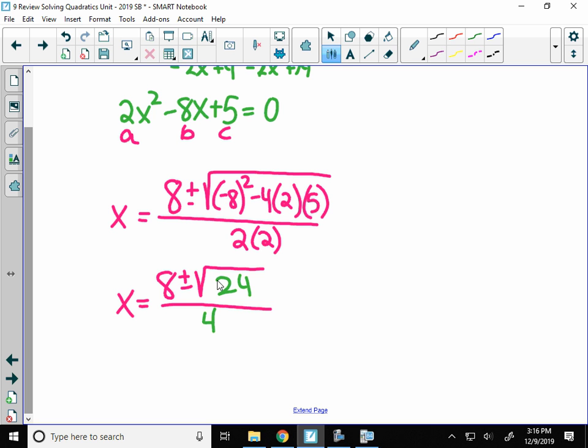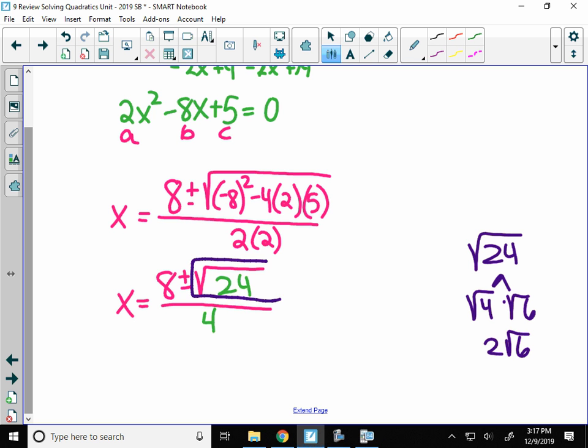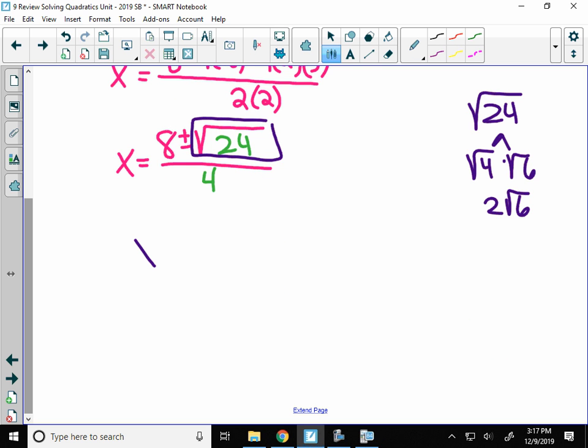All right, now before you move on, the square root of 24 does break down. And you want to rewrite the square root of 24 like this: the square root of 4 times the square root of 6, which is 2 radical 6. So I'm going to replace this with that value. So it's 8 plus or minus 2 square root of 6 over 4.